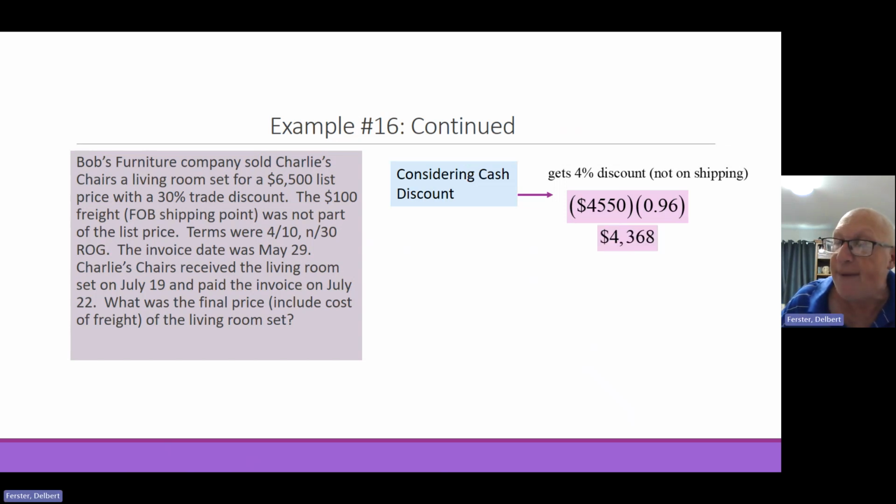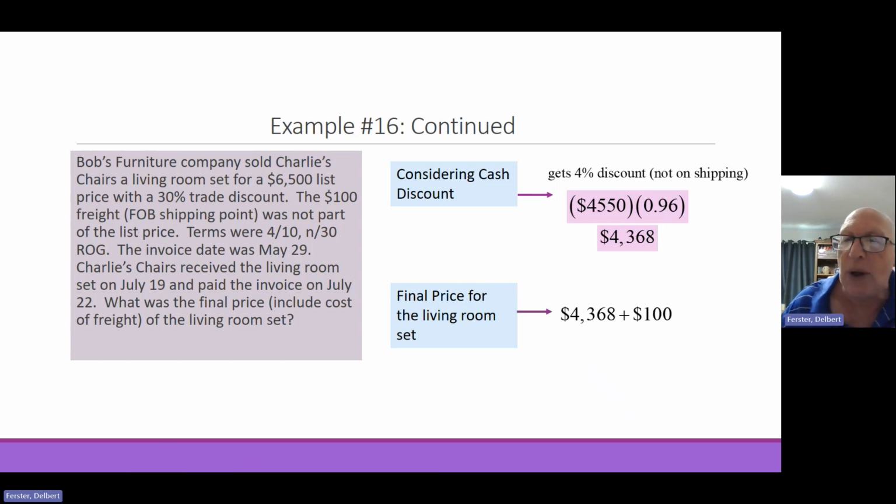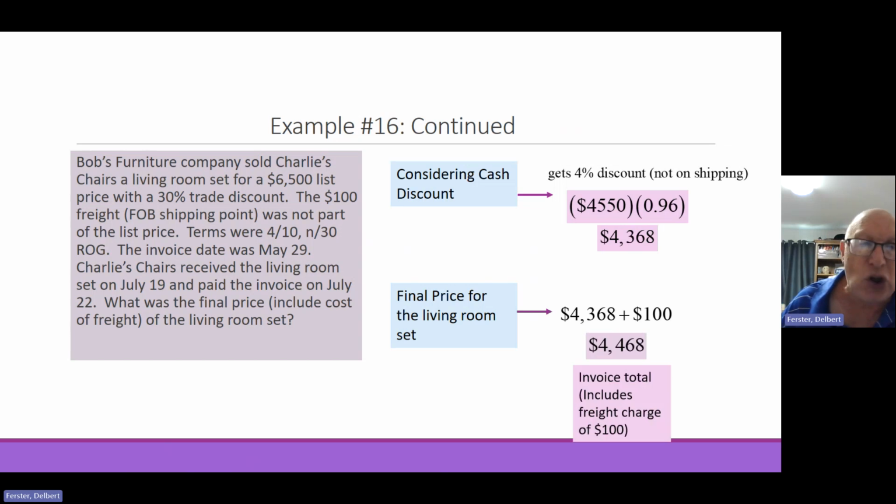So he's going to pay for the merchandise, because he's taking the cash discount, $4,368. What about that freight? Well, he's going to have to add it on. So the final price that he's going to pay: that $4,368, because he was eligible for his cash discount, he got that 4% because he paid within that 10-day window. But remember, there's no discount on freight, so you have to add that 100 back in. So my man Charlie's going to send $4,468 as full payment for that invoice.